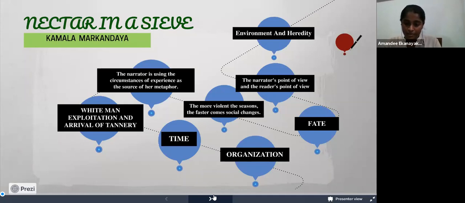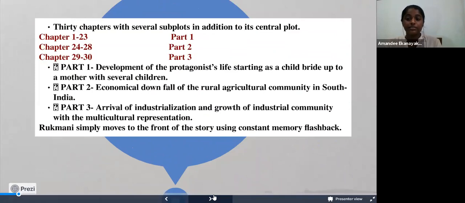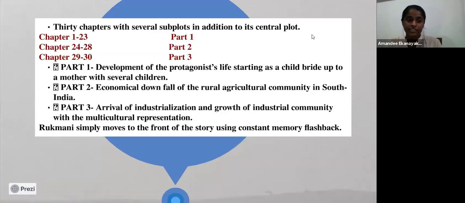Let's move on to the first topic, organization. When we talk about the organization, there are 30 chapters in the novel. When we read on, we can see there are 3 parts in the novel. We can take part one of the novel as chapters 1 to 23, which contains the development of the protagonist's life, starting as a child bride up to a mother with several children.